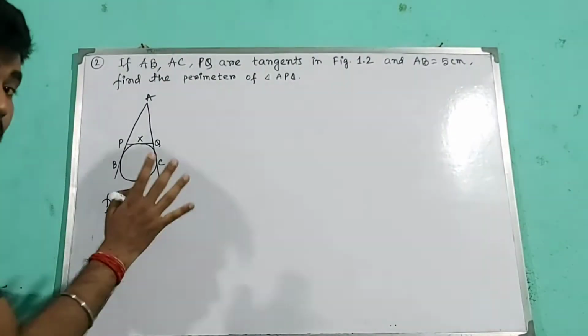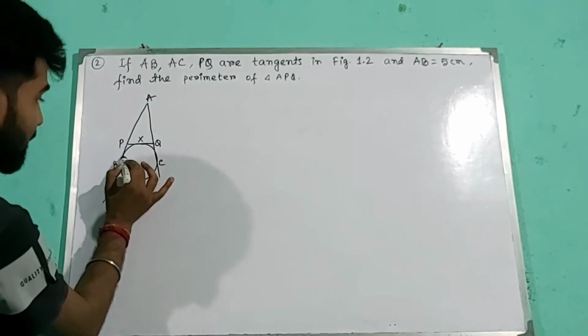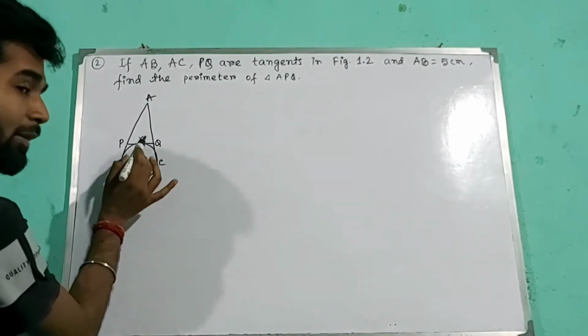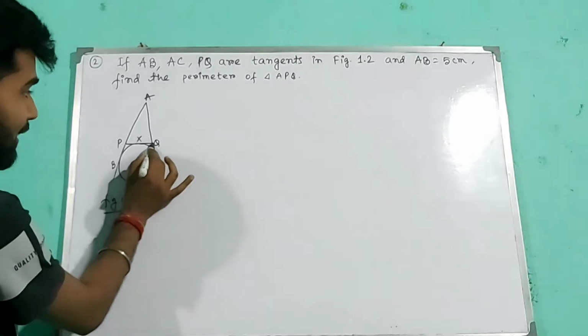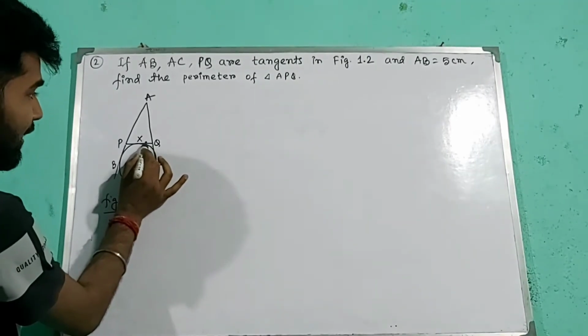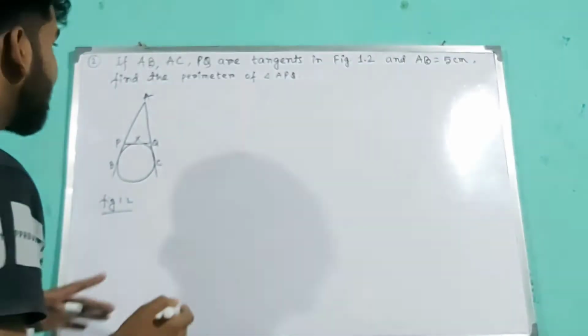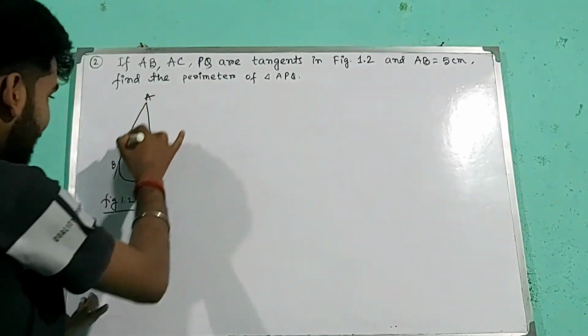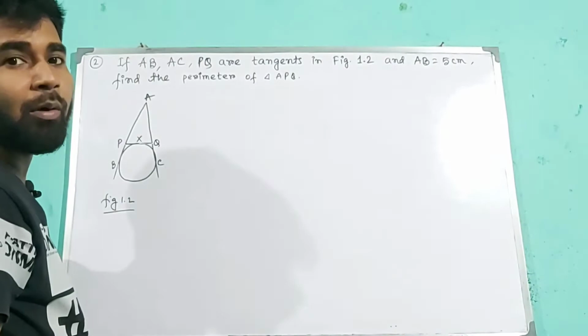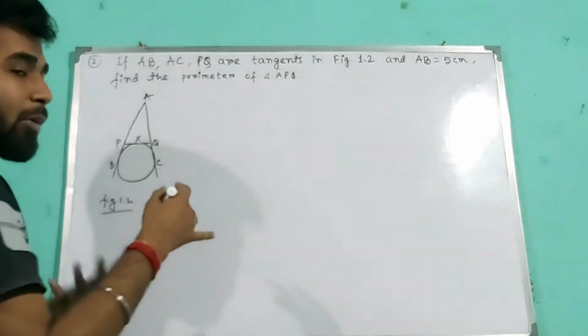I am not going to explain this one anymore. See, P is one external point. So PB and PX will be the same. And here, Q is one external point. So QX and QC will be the same. Everything is the same, I am not going to explain anymore. And AB and AC will be equal. Why? Because tangents drawn from an external point are equal.